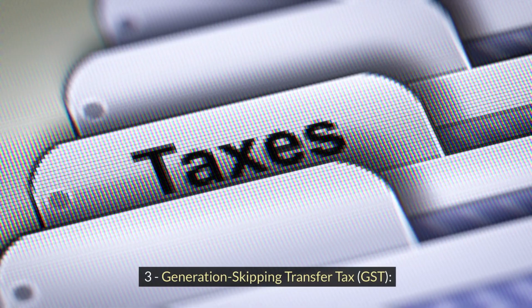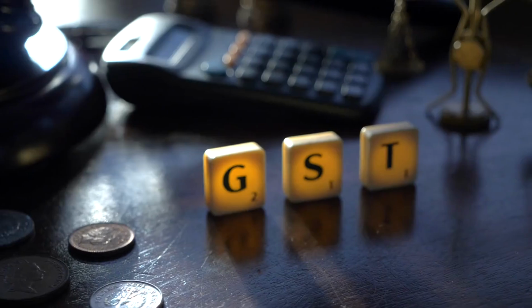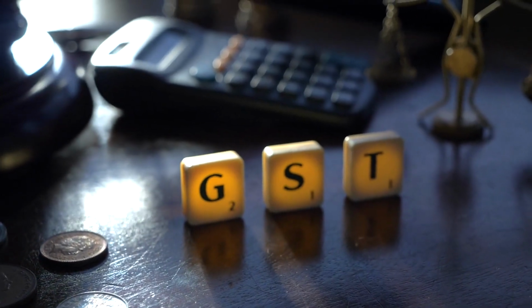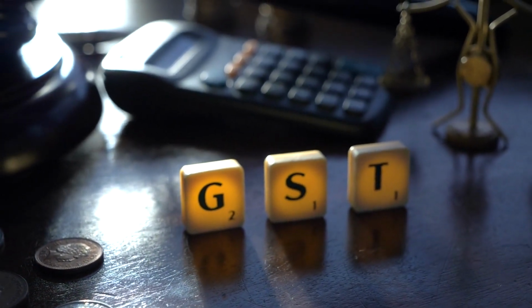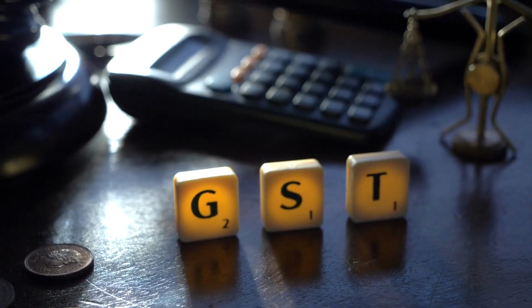So, Generation Skipping Transfer Tax, GST. The GST tax is an additional tax on transfers of property to beneficiaries who are 2 or more generations below the donor. Understanding the current GST tax rules and exemptions is crucial for individuals who wish to transfer assets to grandchildren or other beneficiaries who are not direct descendants.